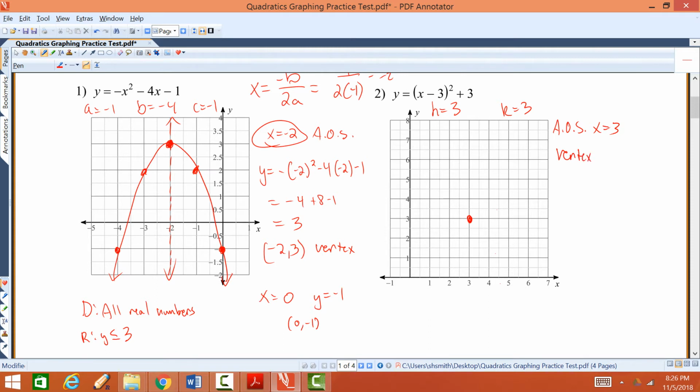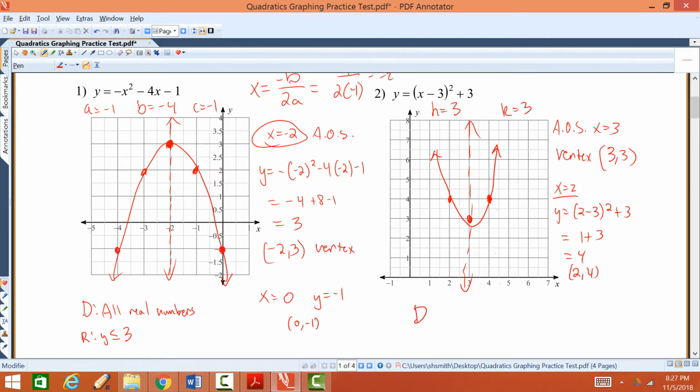Vertex is 3, 3. So then we can pick a point to plug in, let's do 2. So if we do x equals 2, y equals 2 minus 3 squared plus 3. So this is 1 plus 3, which is 4. So the point is 2, 4. So 2, 4 is right here. Your axis of symmetry again is right here. So this point is on the other side, and it looks like that.